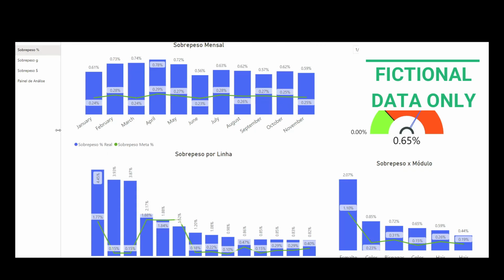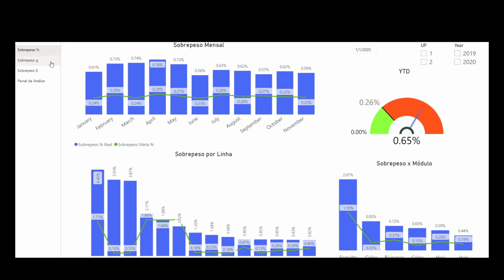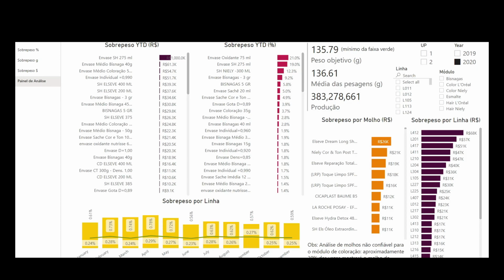In the report, they can analyze their losses in money, weight, percentage, and have several visuals that help them isolate their problem to find priorities and quick wins.